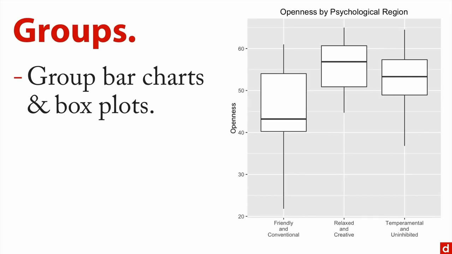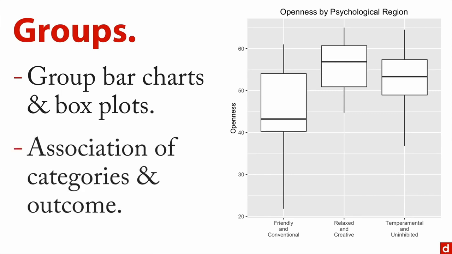I have my three psychological regions of the United States, and I'm showing how they rank on openness. That's a psychological characteristic. And what you can see is that the relaxed and creative are highest and the friendly and conventional tend to go to the lowest. And that's kind of how that works. It's also a good way of seeing the association between a categorical variable like region of the United States psychologically and a quantitative outcome, which is what we have here with openness.